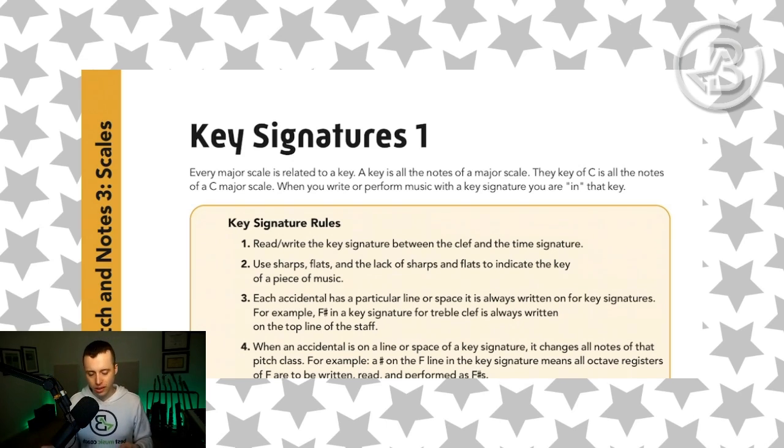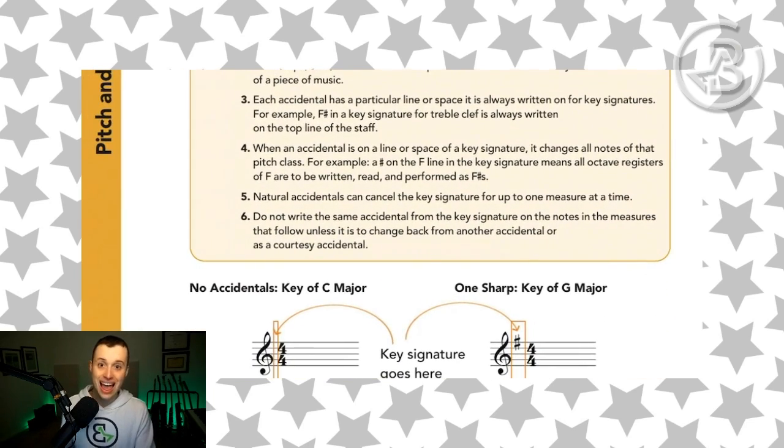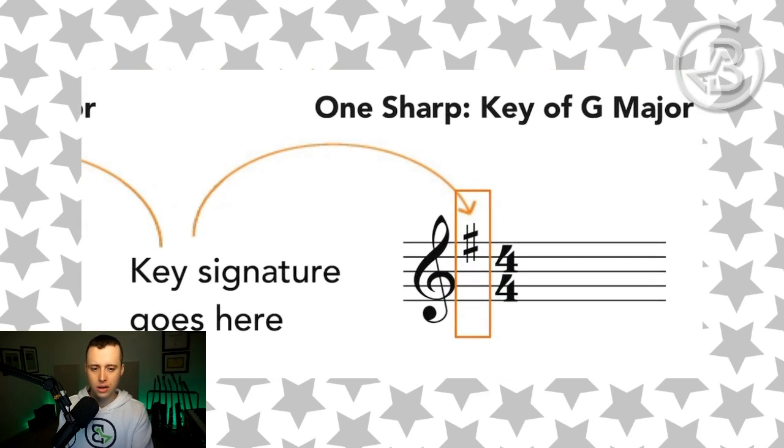Let's think about it this way. If we were to take all the notes of a G major scale, we would have G, A, B, C, D, E, F sharp, and G. So what we're going to do is show in the key signature, by the way, in that scale of G major, we have an F sharp. That's it.